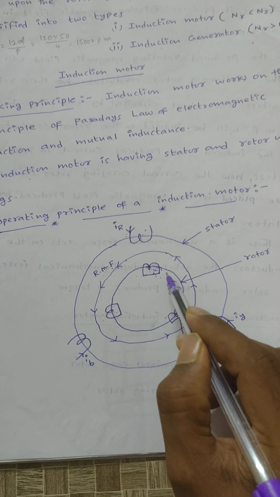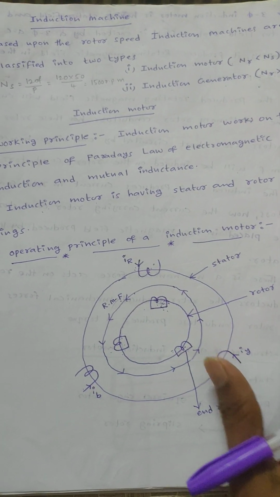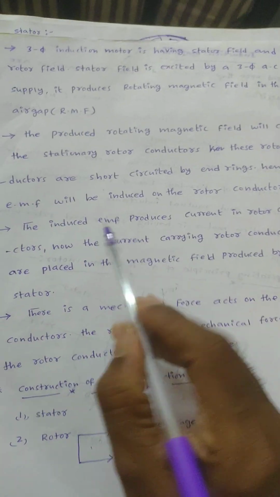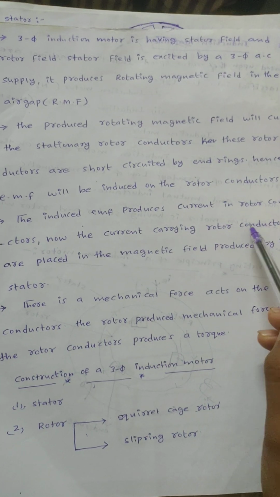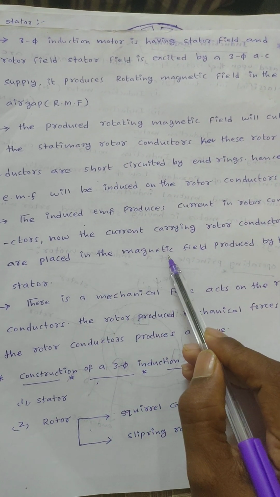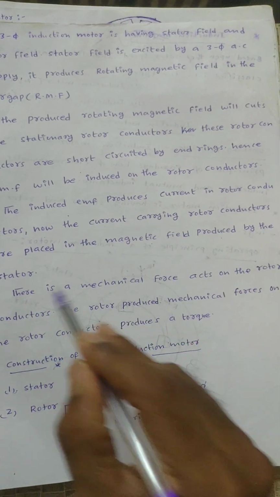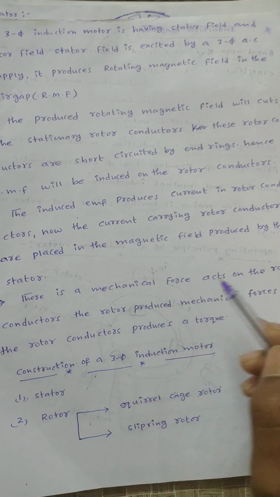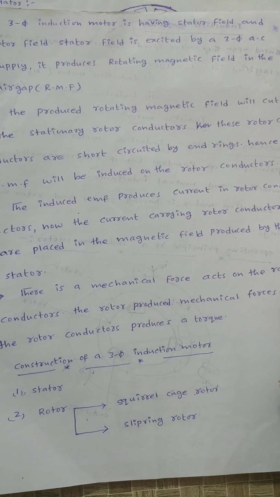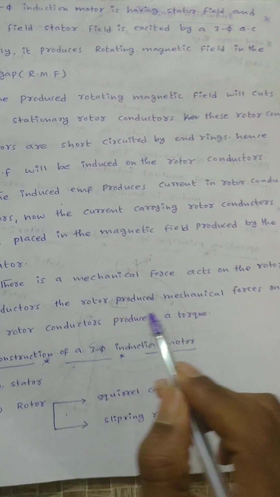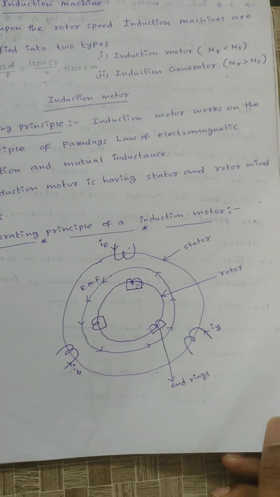Now see here, when a current carrying conductor is placed in a magnetic field, it experiences a force. The induced EMF produces current in the rotor conductors, and these current carrying rotor conductors, placed under the influence of the magnetic field, experience a force according to the Lorentz principle. Hence mechanical force acts on the rotor conductors and it produces a torque. In this way torque is produced in an induction machine.